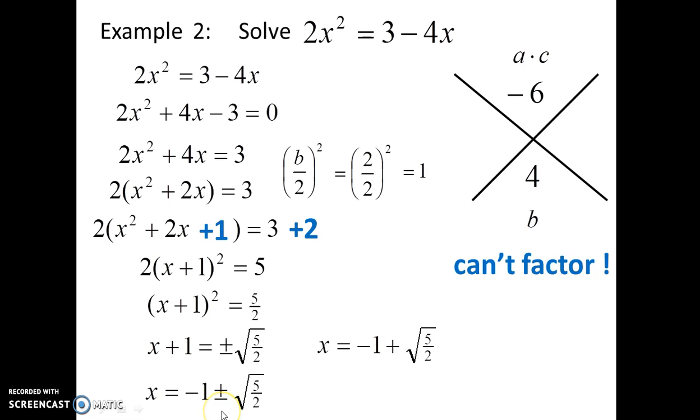That's two answers. I'm going to write them both out. Negative 1 plus root of 5 over 2 and negative 1 minus the square root of 5 over 2. All right, excellent. Now you know how to solve by completing the square.